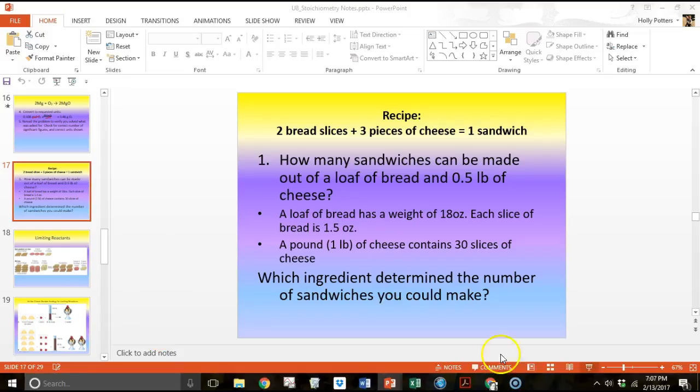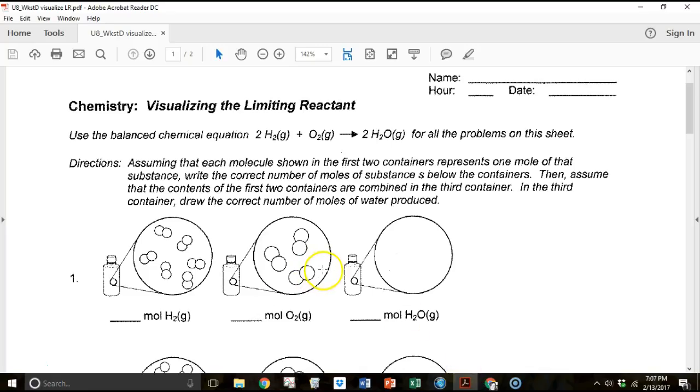All right, so we're going to look at worksheet D that you're going to be doing, and this goes back to that water reaction. 2H2 plus O2 yields 2H2O. That's the balanced equation we see here at the top. Just to work through one of these examples with you so that you know what you're supposed to be doing, we're supposed to be counting up the molecules here, and each molecule is supposed to represent 1 mole of the substance.